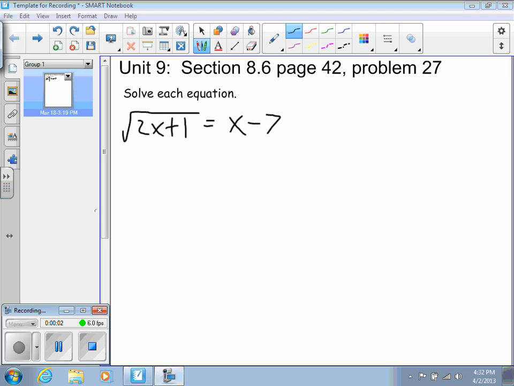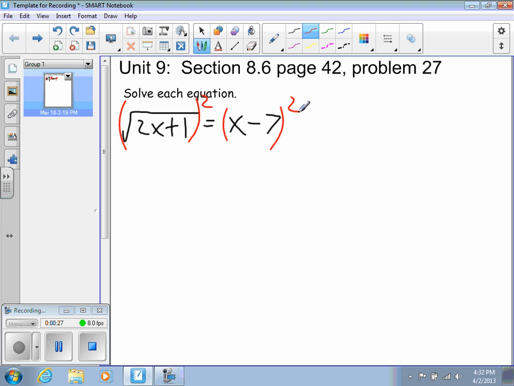Okay, we only have a radical on one side, but we have an issue. When we go to square both sides of this equation, we're going to be squaring a binomial. We're going to have to use FOIL, use the box, or use our knowledge of the special products to multiply it out.